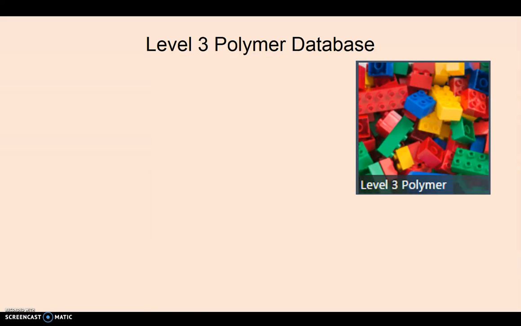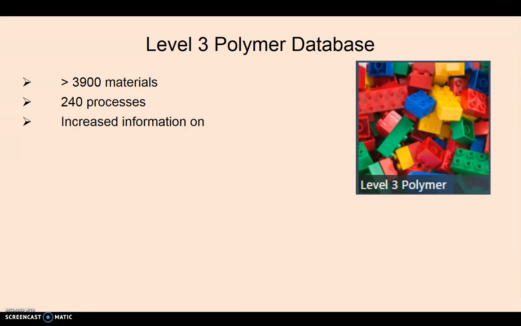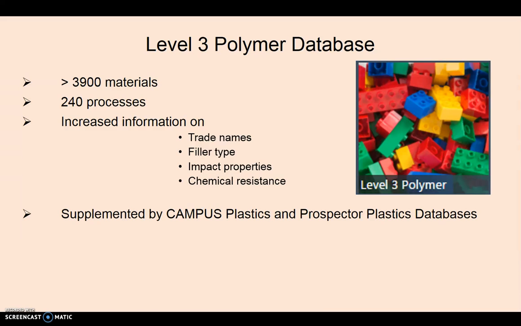How does it differ greatly from level 1 and level 2? Well, for a start, there's greater than 3,900 materials reviewed and 240 processes. And it provides increased information on trade names, filler type, impact properties, and chemical resistance of the various materials. But not alone that, this is also supplemented by the CAMPUS plastics and Prospector plastics databases.